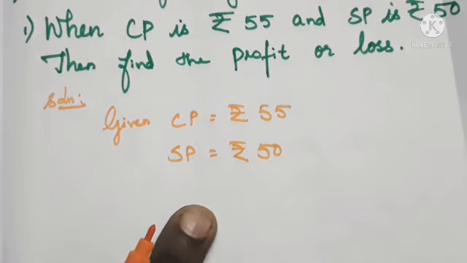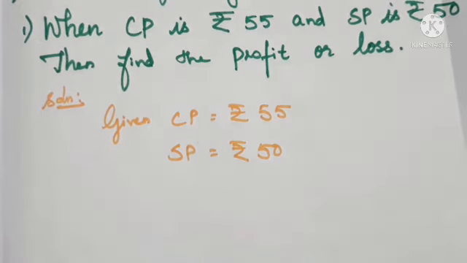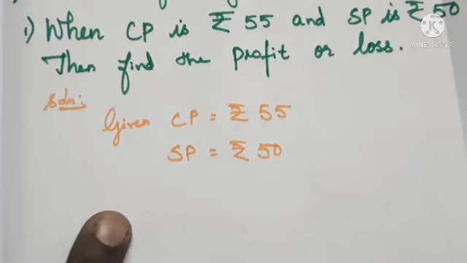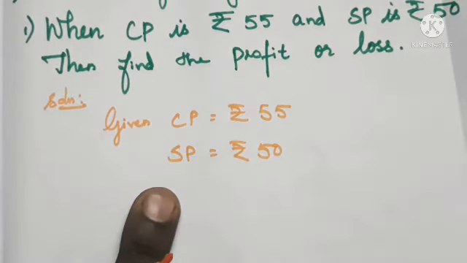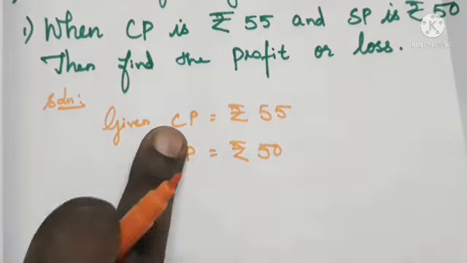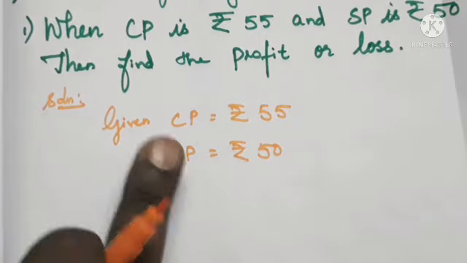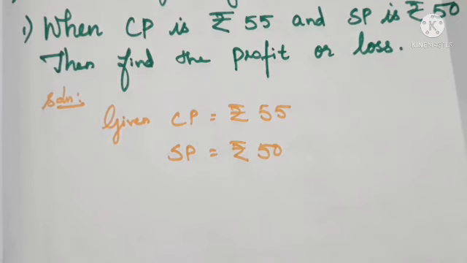So if you have a profit, it means the selling price is greater than the cost price. But here the cost price is greater than the selling price. That is, the selling price is less than the cost price. So we can say here it is a loss, and we have to find out how much the loss is.